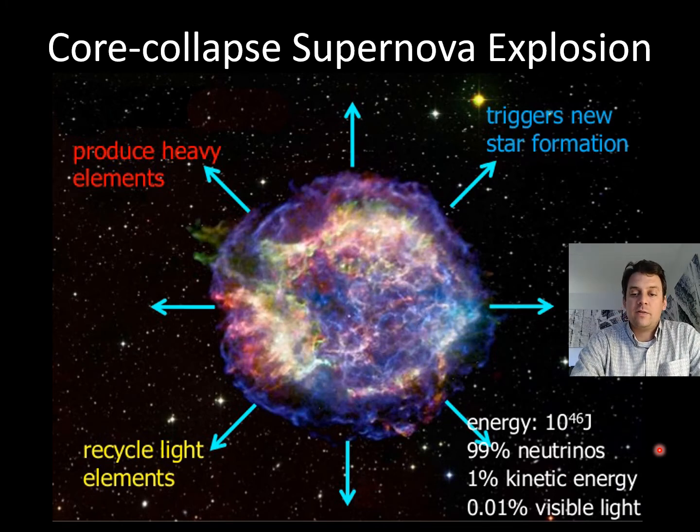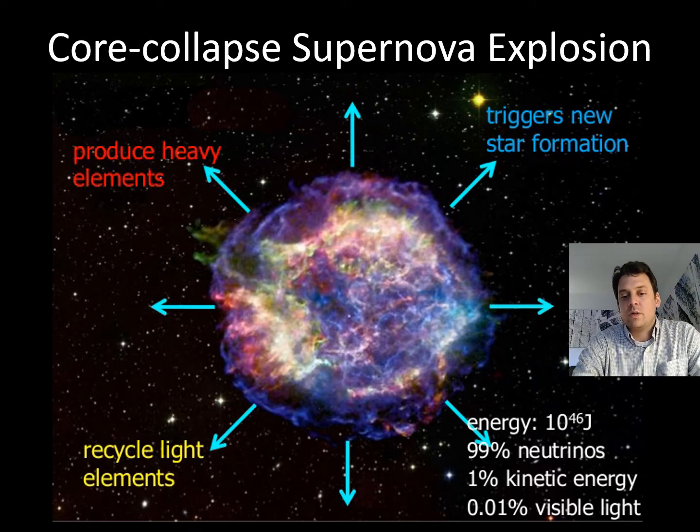And the energy involved in this is hard to wrap your mind around. The energy involved is on the order of 10 to the 46 joules. So that's 1 with 46 zeros behind it. And those neutrinos that I've mentioned a handful of times, but that we mostly ignore, 99% of the energy that's released is in the form of neutrinos, which is kind of mind-boggling.